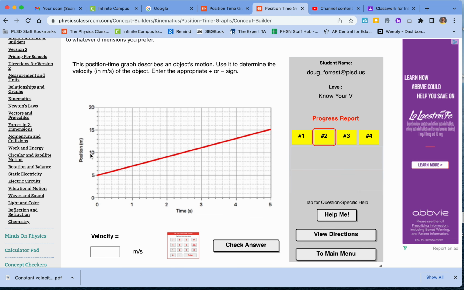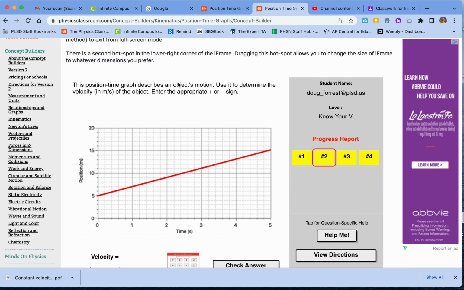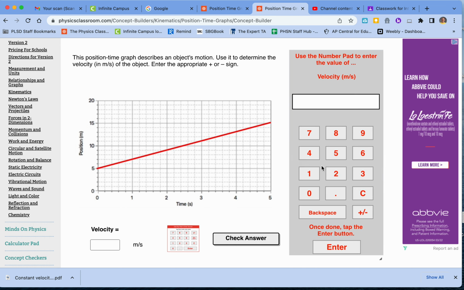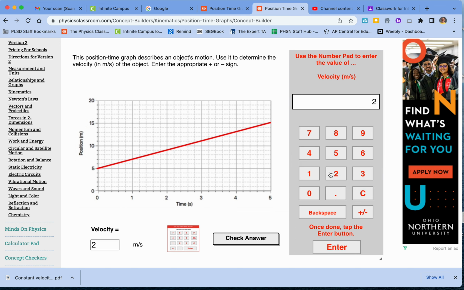So these are position time graphs. This is asking to determine the velocity in meters per second of the object. Use the appropriate positive or negative sign. So in this case, you have to figure out the slope of the graph, because the slope of a position time graph tells us the velocity. So in this case, I start at 5 meters. I end up at 15 meters. It took 5 seconds. 15 minus 5 is 10 meters of displacement divided by 5 seconds. That should end up being 2 meters per second.